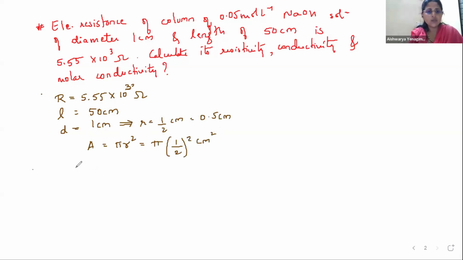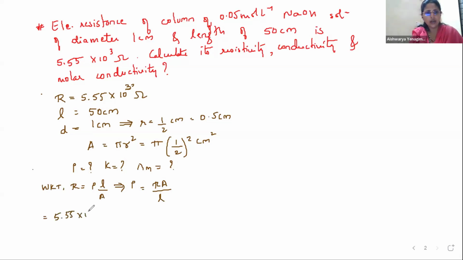Fine. So what is being asked to find? You are supposed to find resistivity. You are supposed to find conductivity, that is kappa, and molar conductivity. Let us finish everything in one numerical. So we know that R is equal to what? Rho into L by A. So using this, can I find rho, resistivity? So rho is equal to R into A by L. Is that right?